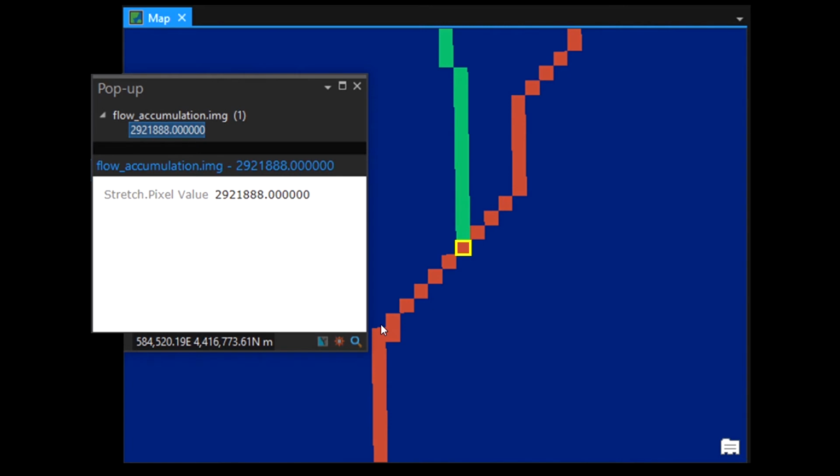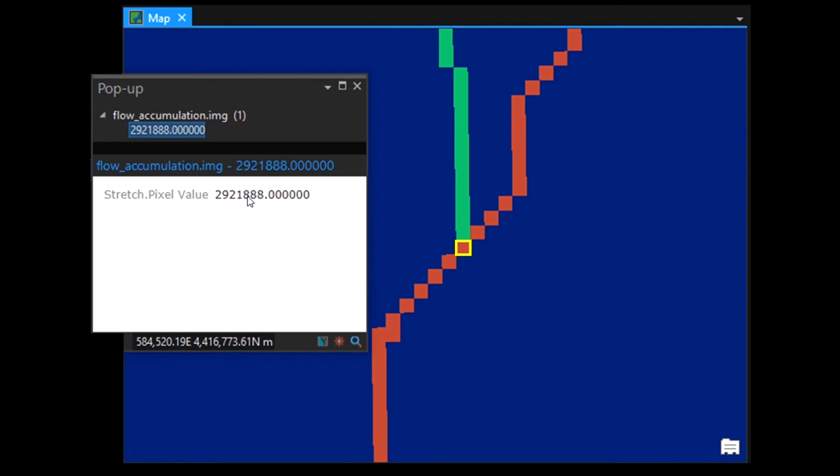And of course, what we're looking for is high values, because the high values indicate we have a good amount of cells that are contributing flow into a particular cell. Look at the number here. We got 2.9 million in this particular example. So what I did was I just clicked on a particular pixel, where we have a little bit of a confluence of two streams. And so this value was 2921888. And so essentially, okay, that's my threshold.